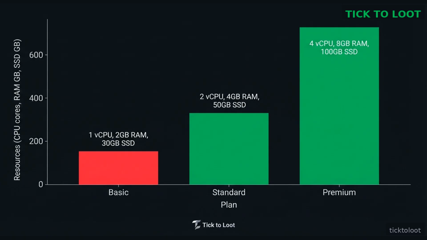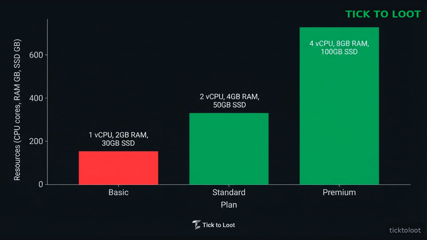For a beginner running a popular EA on Euro to US dollar and pound sterling to US dollar, a standard plan with 2 virtual CPUs, 4 gigabytes RAM, 50 gigabytes SSD, and at least 100 gigabytes monthly bandwidth is a solid starting point. It gives enough headroom for the platform, the EA, and a few extra indicators without overpaying.